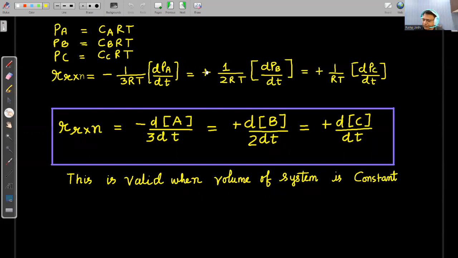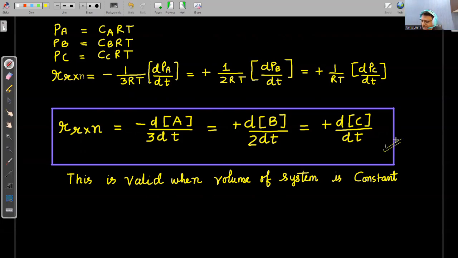So in the same way, we can write for product B: 1 upon stoichiometric coefficient 2 into RT, times the rate of change of pressure of B with respect to time. And in the same way we can write for C, which is product: 1 upon RT, times the change in pressure of C with respect to time. So these are the ways to represent the rate of a chemical reaction. Most of the time, while representing the rate of a chemical reaction, we use this method.